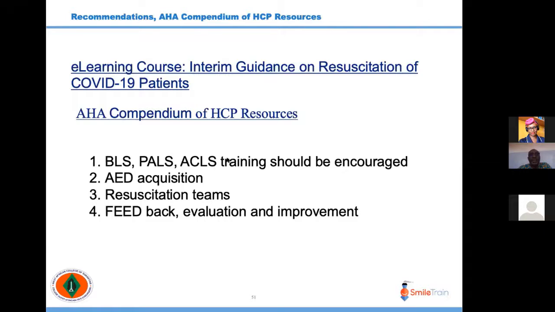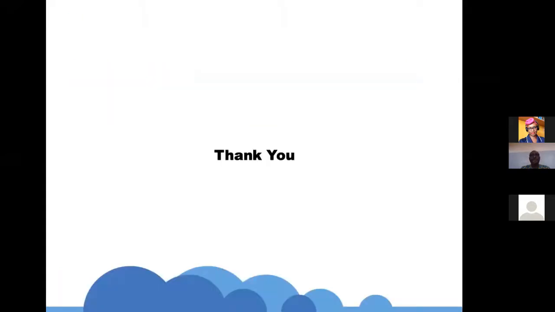There's an e-learning interim guideline on resuscitation, and there's a lot of help on the AHA resources. And my recommendations at the end of this lecture are that we should train people in BLS, PALS and ACLS. People should get AEDs, and we should go towards resuscitation teams in our hospitals and in our centers, and we should provide feedback and improve this science, because sometimes we have two good hearts that die. Thank you.